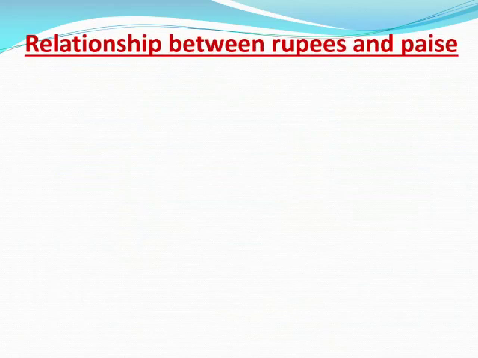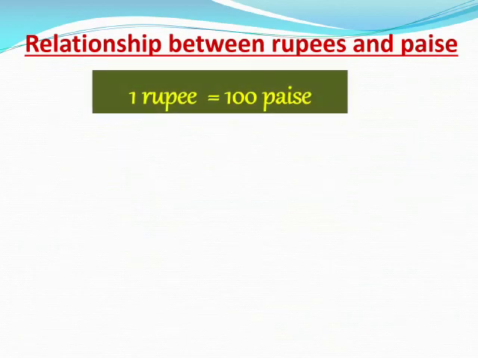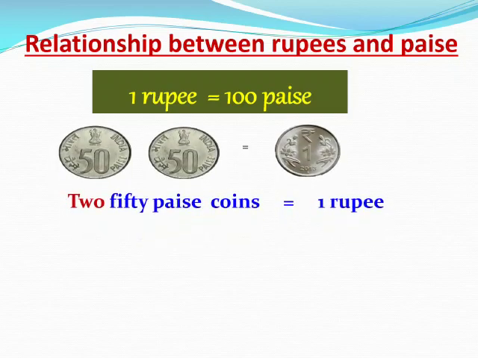Now see the relationship between rupees and paise. 1 rupee equal to 100 paise. Remember, 100 paise make 1 rupee. Now all of you know that when we add 50 two times, 50 plus 50 equal to what? 100. So we can say that 2 50 paise coins equal to 100 paise. That's equal to 1 rupee. So how many 50 paise make 1 rupee? 2 50 paise make 1 rupee.